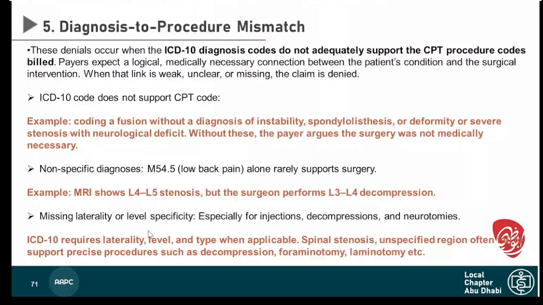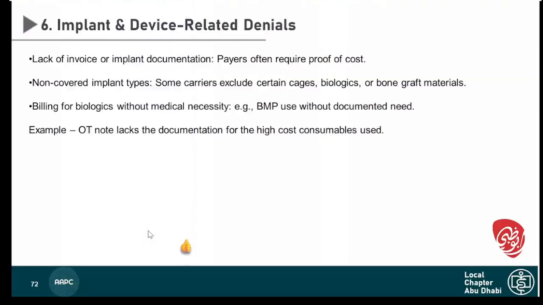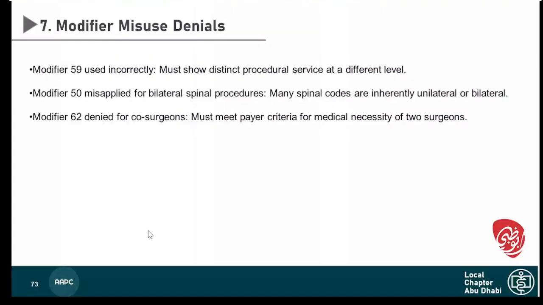Then implant and device related denials. These occur due to lack of an invoice copy regarding the implants, such as rods, screws, or cages used in spinal fusion surgery. A missing invoice copy will lead to denials, so take care of that. Then modifier misuse denials. Usually we are not using modifiers in UAE coding. Then place of service or facility denials.